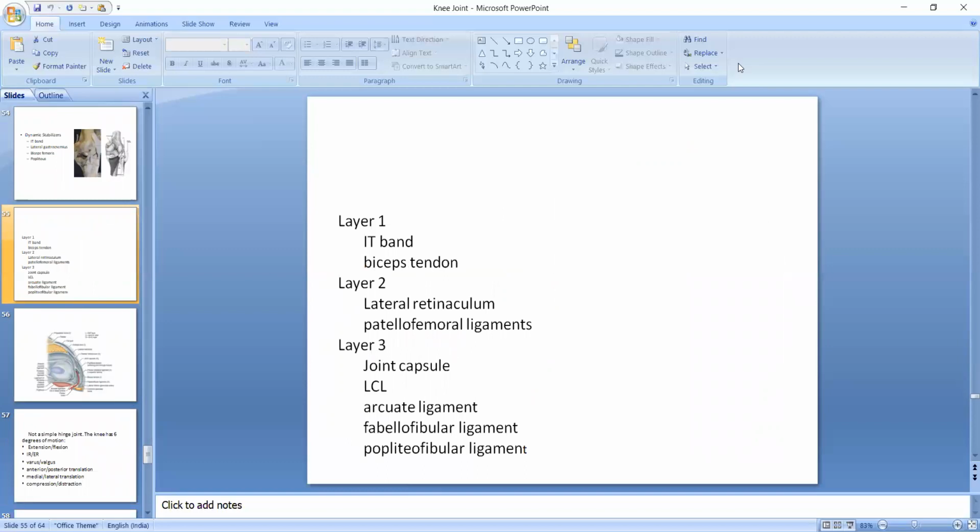Layer 1, layer 2, layer 3: layer 1 has the IT band and biceps tendon, layer 2 has the lateral retinaculum and patellofemoral ligament, and in layer 3 there are the joint capsule, LCL, arcuate ligament, fabellofibular ligament, and popliteofibular ligaments.